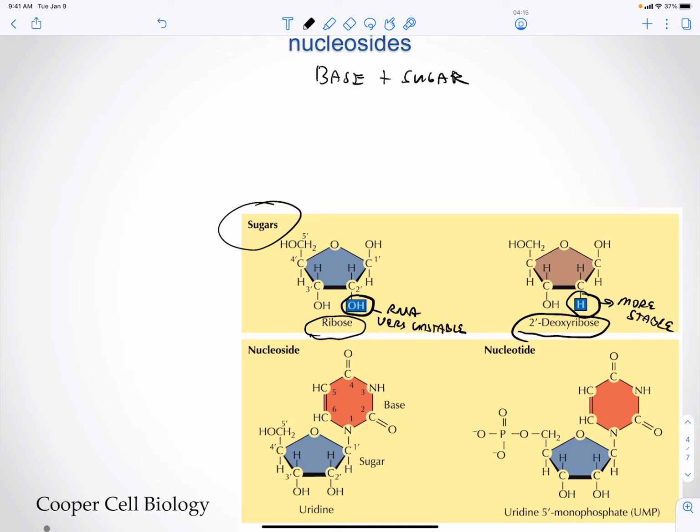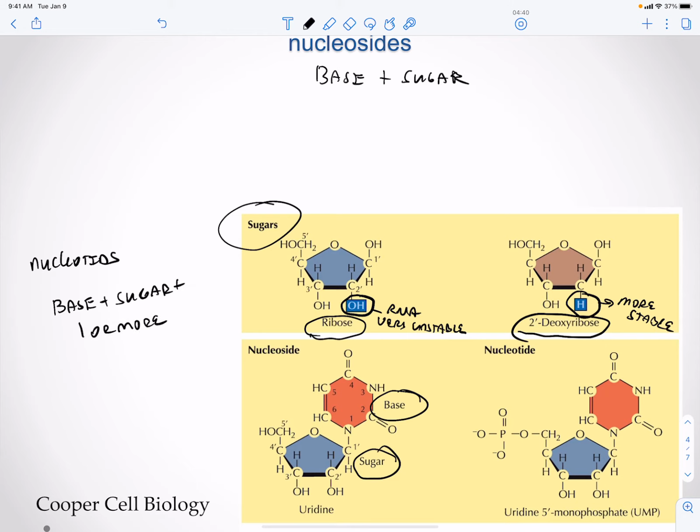Now, a nucleoside is when you have a base and this gets bound to a sugar. And so a nucleotide would be a base plus a sugar plus 1 or more up to 3 phosphates. Right, so if you add this phosphate, now you're at a nucleotide.